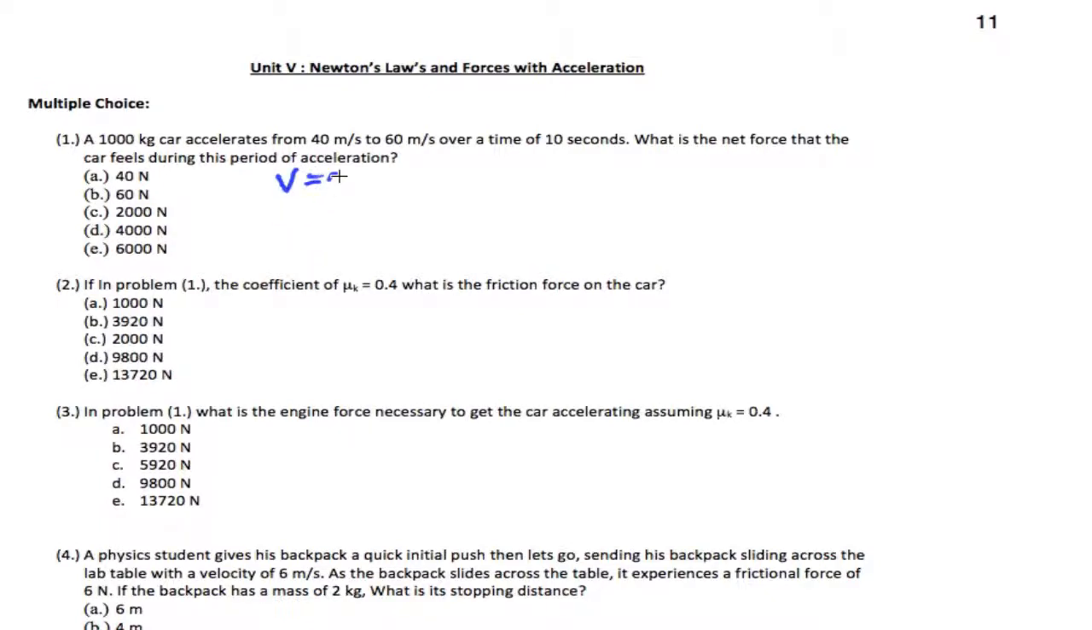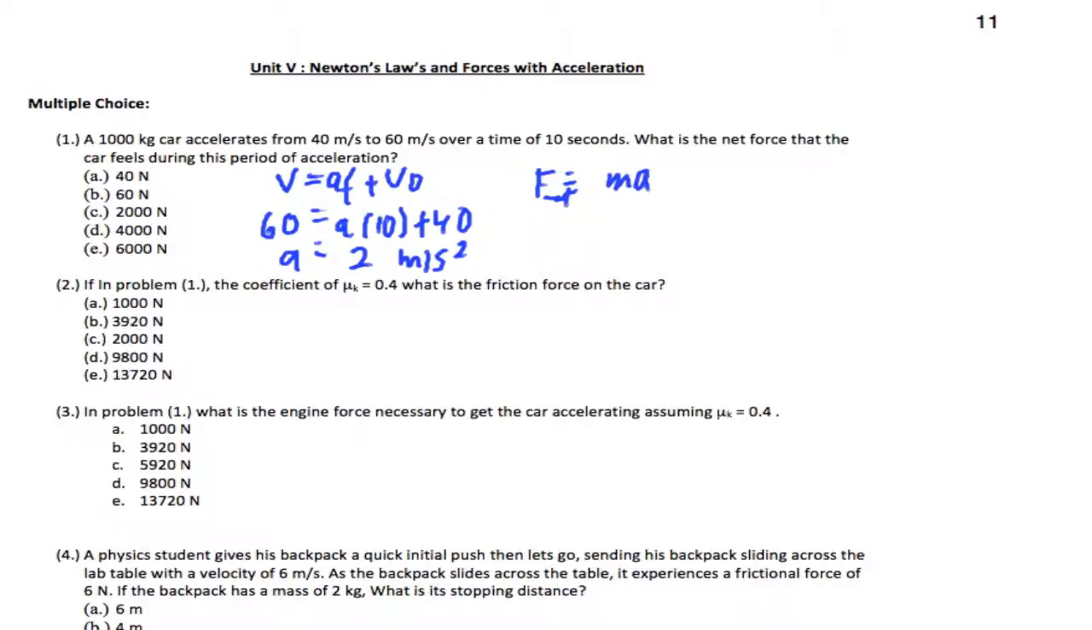So we're going to use v equals at plus v naught to get the acceleration. And that's going to be 60 equals a times 10 plus 40. And we're going to get that a is 2 meters per second squared. And so F, the net force, equals ma, which is going to work out to 2,000 newtons when we plug in 1,000 times 2.